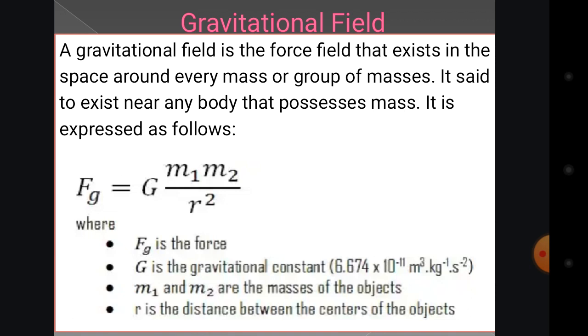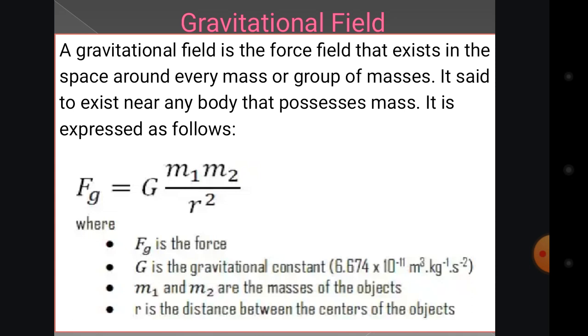When we are talking about mass, we are talking about quantity, like a quantity of an object, how heavy it is. The gravitational field is said to exist near every mass, every body, every particle or every object that possesses mass. A gravitational field already exists if that body or object has a mass. So this is about the gravitational field.